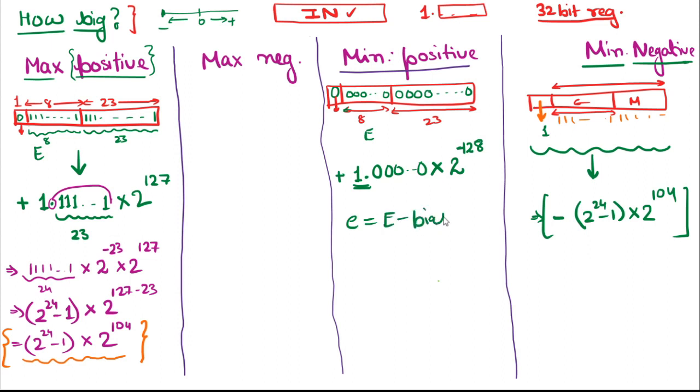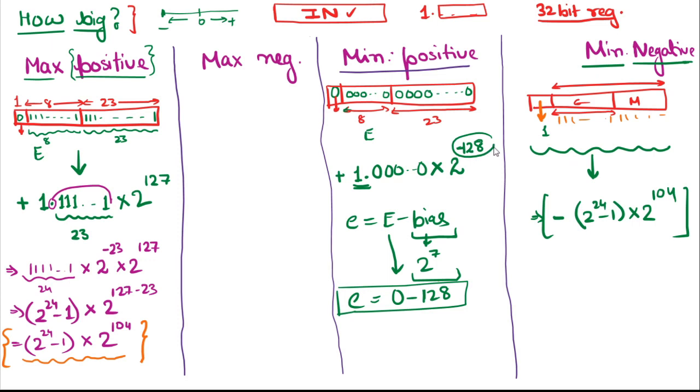Even if we try to calculate small e, small e will be big E minus bias, right? What is the bias here? Since the number of bits is 8, the bias is 2 to the power 7, which is 128. And since E here is 0, 0 minus 128 is minus 128. That is how it is coming here. So the minimum positive value that is possible here is 2 to the power minus 128. So this is the minimum value.